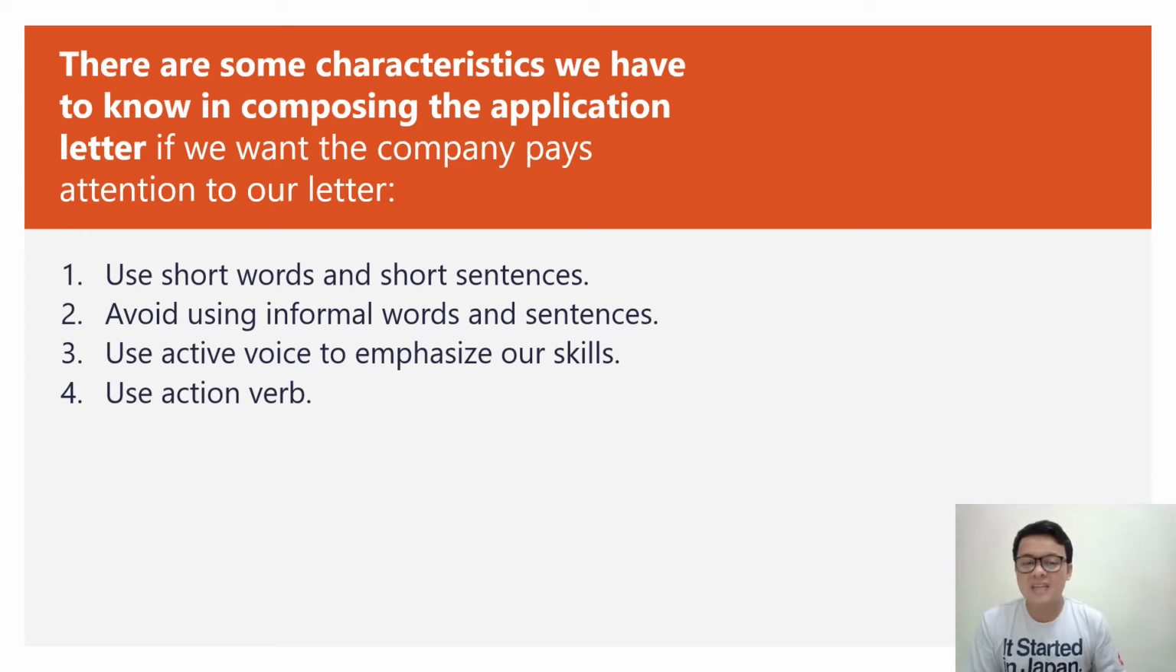Number three, use active voice to emphasize our skill. So avoid using passive voice. Use active voice to emphasize the skill, what you are able to do, for example, your skill. So in order to emphasize that, use active voice instead of passive voice, right? And number four, use action verbs, the verbs that show what you can do and what you can conduct, for example. So action verbs are very recommended.